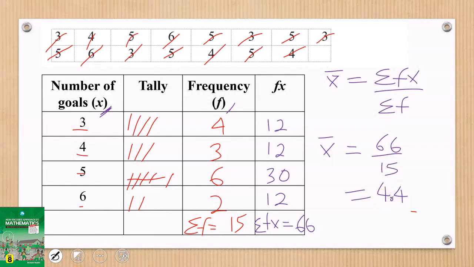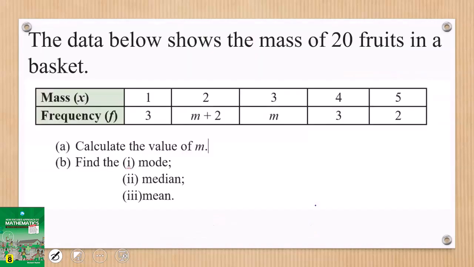And so you can see that that's the mean, and it's not far from what we had for the median and then the mode. Let's take another example. Okay, for this data, we are talking about data showing 20 fruits in the basket. So the mass of each of the fruit, and then the frequency, the number of them that are in the basket. So we have 1, 2, 3, 4, 5, and then we have our frequencies also given as such.